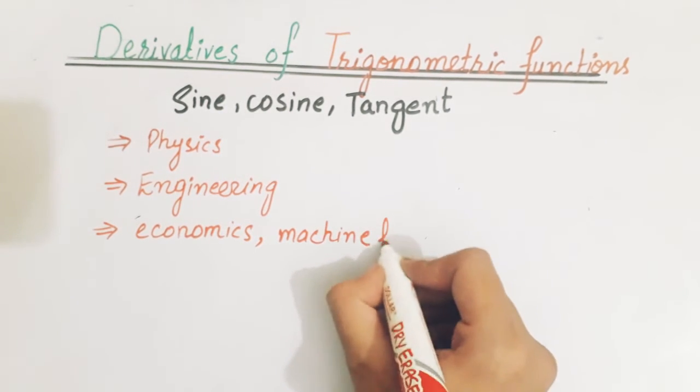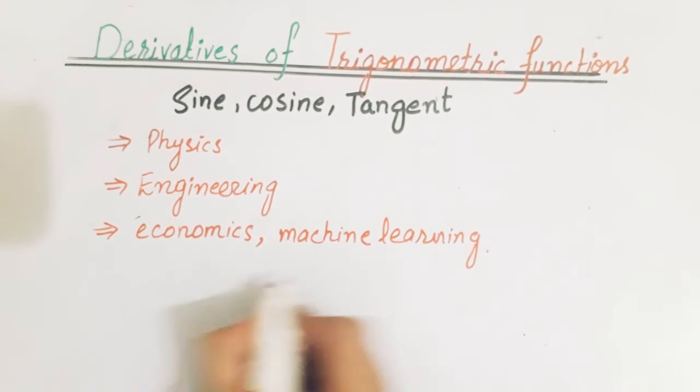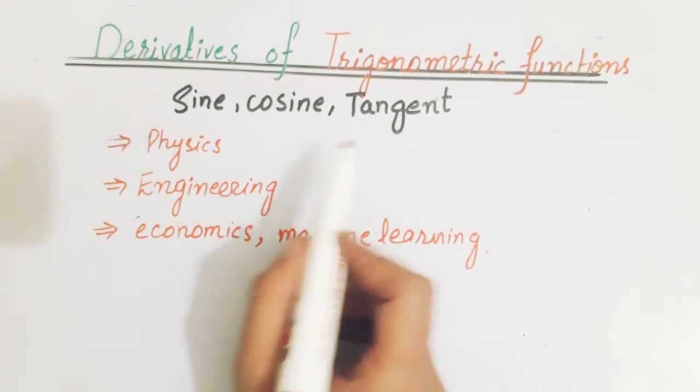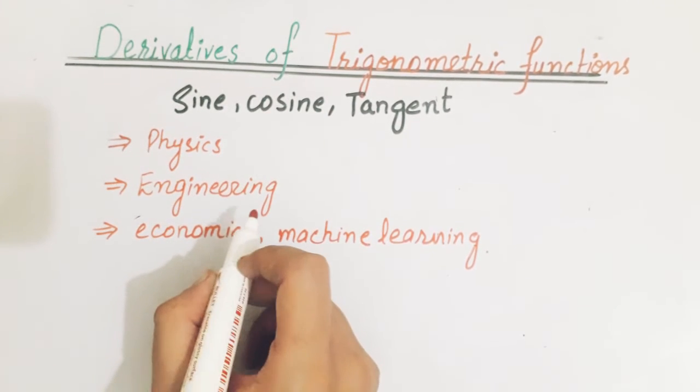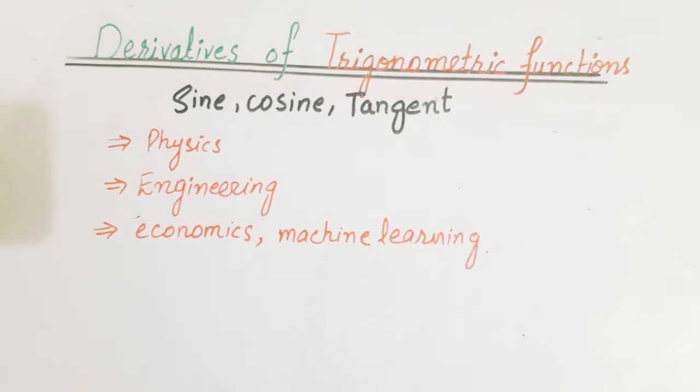So, we will start with how to differentiate sine, cosine and tangent, and I will make a model for you to solve real problems. First of all, we will start from the sine function.